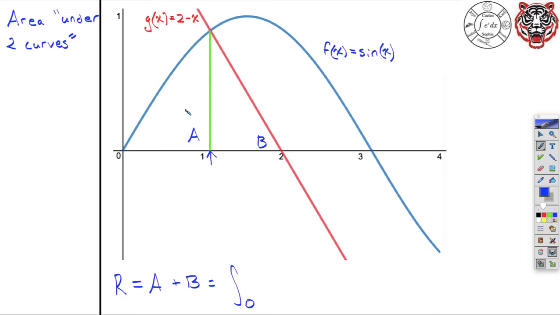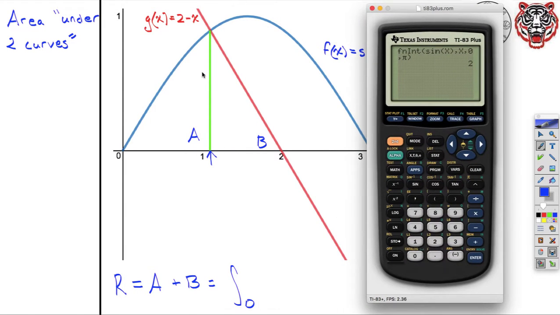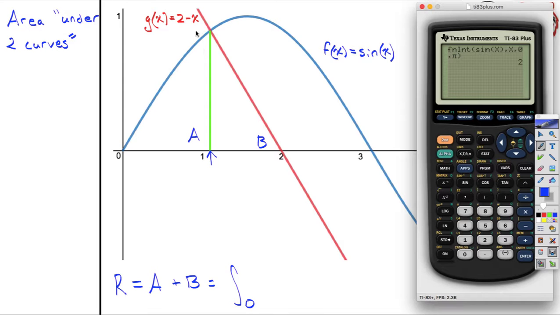So this is what we're going to do. We're going to use our calculators. So pull up your calculator. Let's go ahead and graph both these functions. Remember, one of the graphs should be sine, and one of them should be 2 minus x. So my first function is going to be sine of x. My second function will be 2 minus x. My window is going to be, let's just do between 0 and 4. Actually, let's just do 0 to pi because we know that's where it ends. So we'll say from 0 to pi, and then zoom 0.